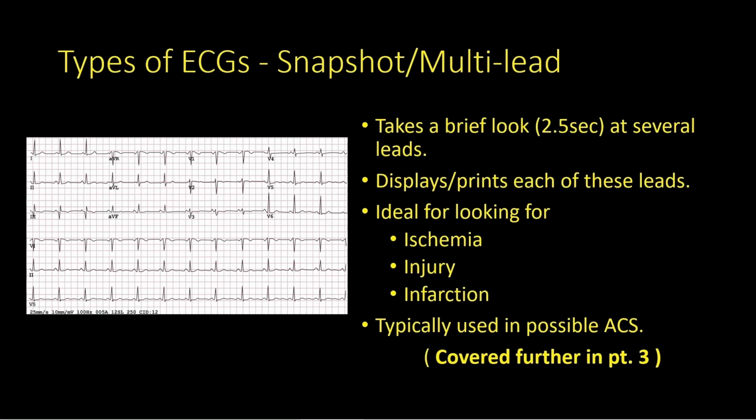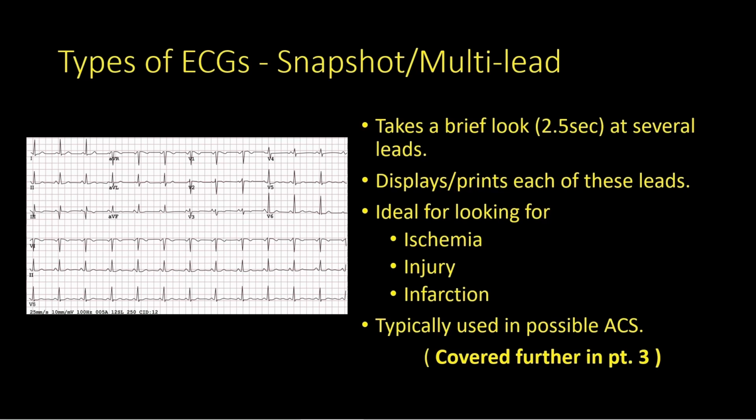We'll actually talk about 12 and 15 lead more in section 3. These are typically used in a patient with possible acute coronary syndrome, or if you're trying to do something more at a diagnostic level than just simply monitoring the patient's heart rate.